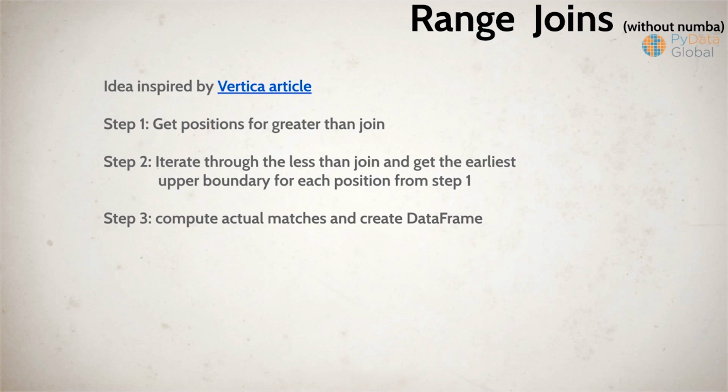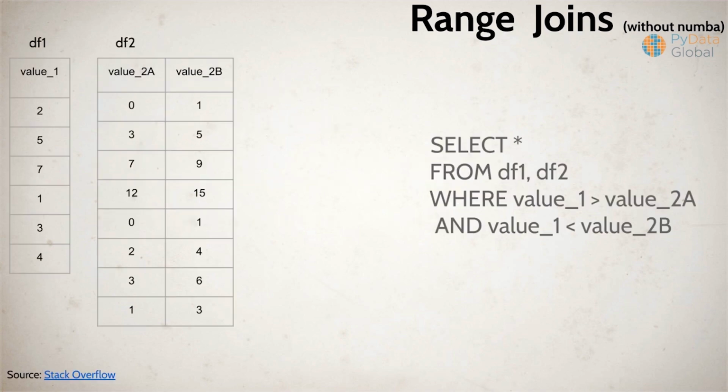The fewer rows you have to deal with, the more performant your operation will be. And that is the whole idea, whether we're using the Numba version or the non-Numba version: I want to do less so I can do more. So let's take an example. We have df1 and df2. I want to find the rows where value_1 is between value_2a and value_2b.